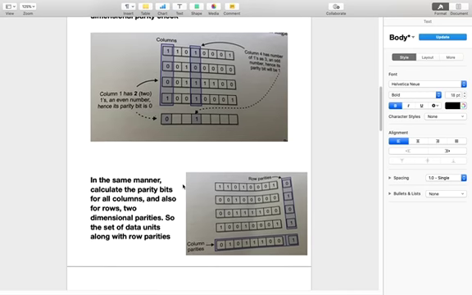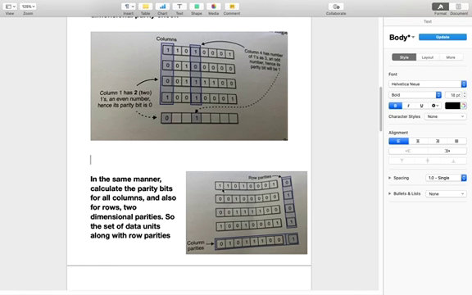So first, as in this diagram, in the first column the number of 1s is 2, which is even, so its parity bit is 0. In the second column, the number of 1s is 1, so it is odd, so the parity bit is 1. Here the number of 1s is 2, so it is even, so the parity bit is 0. In the same way row wise, we add 1, 2, 3, 4. So the number of 1s is even, so the parity bit is 0. So we add all parity bits row wise and column wise.